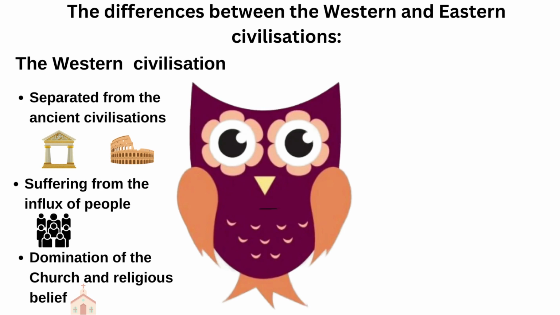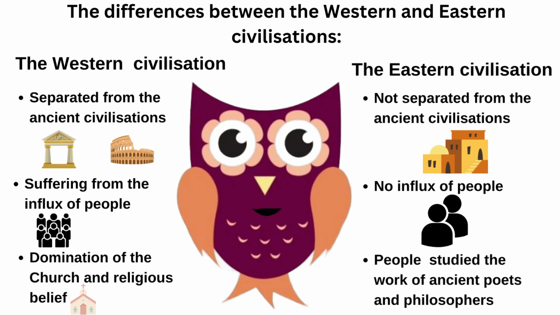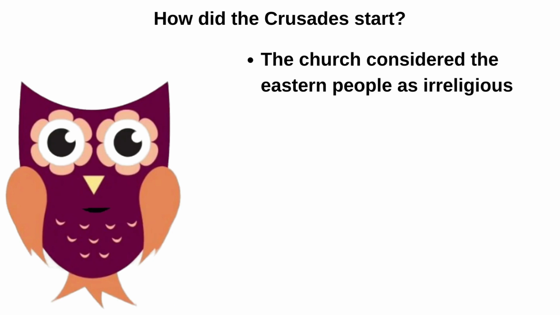On the other hand, the Eastern civilization was not separated from the ancient civilizations. It had had no influx of people. Many works of the ancient poets and philosophers were translated into Arabic and were being studied by people. So, the West was suffering while the East was flourishing. The Eastern world was considered by the Church as the world of the irreligious.